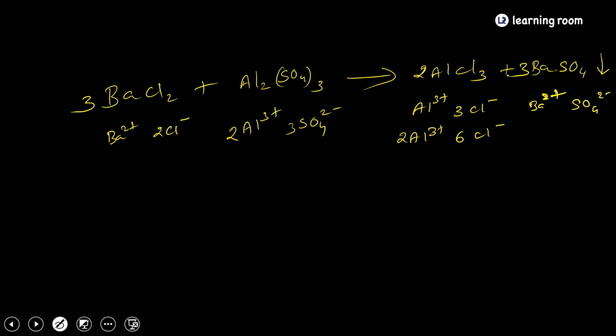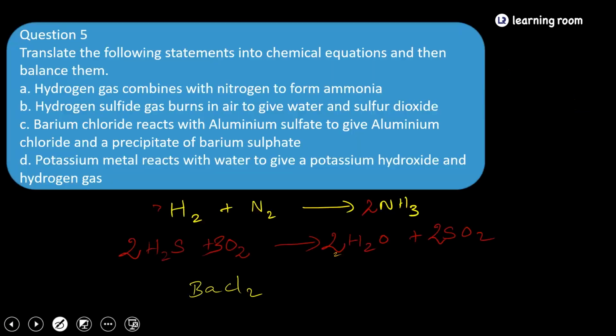Look, 3 barium, 6 chlorine, 2 3s are 6 chlorine, 3 barium, 3 sulfate, 3 sulfate, and then 2 aluminum, 2 aluminum. Correct? Next reaction.